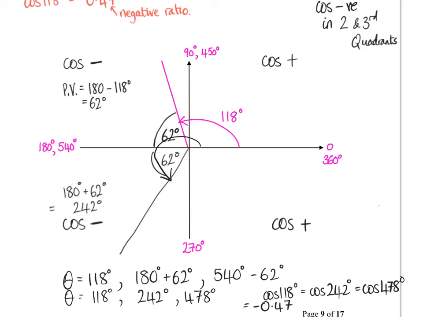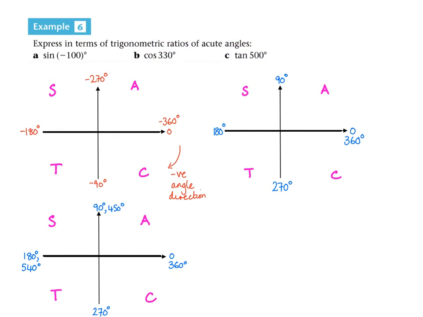Right, let's do some examples on this. Example 6. Express in terms of trig ratios of acute angles. So when it says acute, we're looking for principal values. What would actually be the same as minus 100 degrees and so on. So I've done a few diagrams here, and what I'd like you to do, the first one is a negative angle. So remembering for negative angles we go in this direction. We go in a clockwise direction. So I'm going to draw in our minus 100 degrees. So it's going to be roughly from there to there. That's minus 100 degrees.